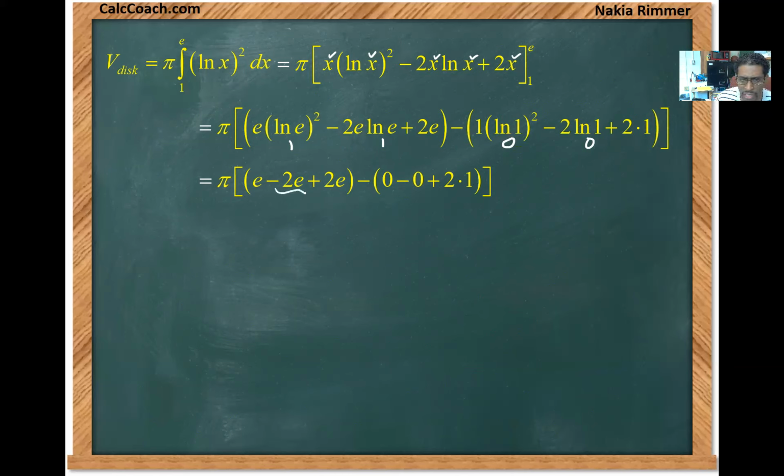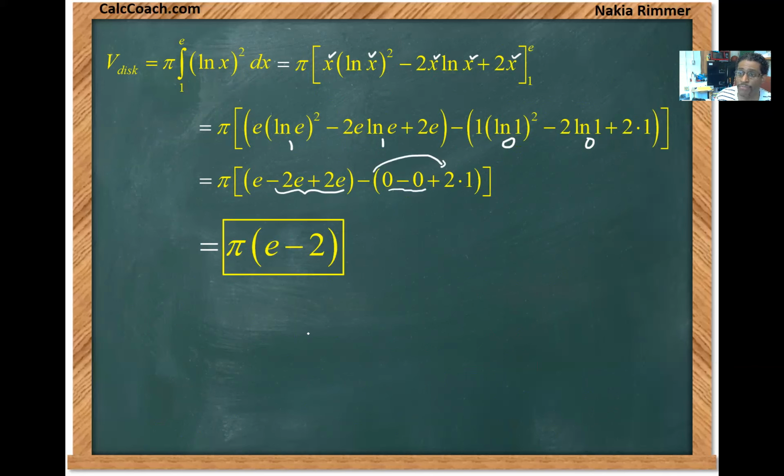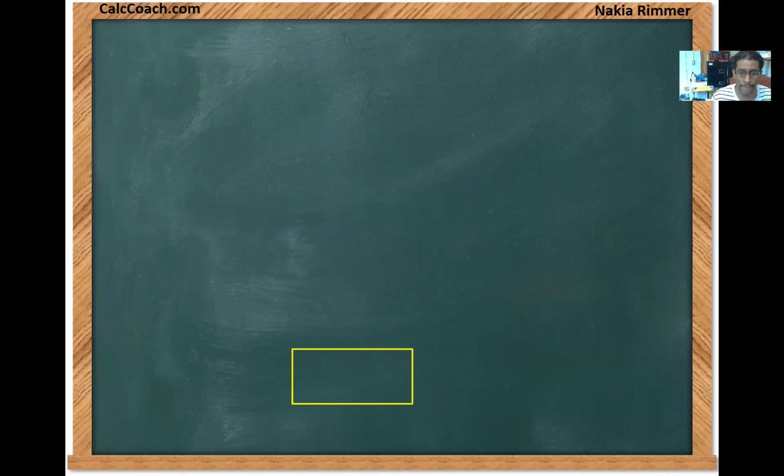So these guys cancel out, 2e and 2e. These guys are zeroed out anyway. Distribute this minus. The answer to the question is pi times (e minus 2). This is volume, units cubed. And that was doing the disk method. Okay, nothing wrong with that. Worked out nice. I will also show you the shell method, the working out of that.